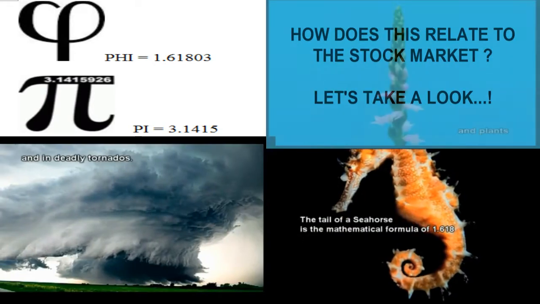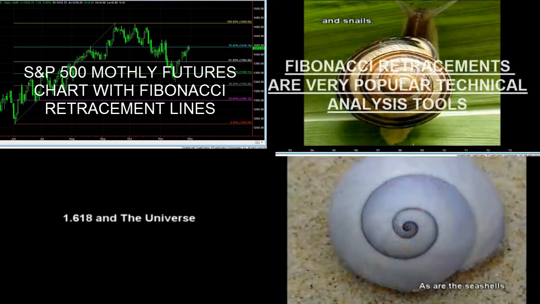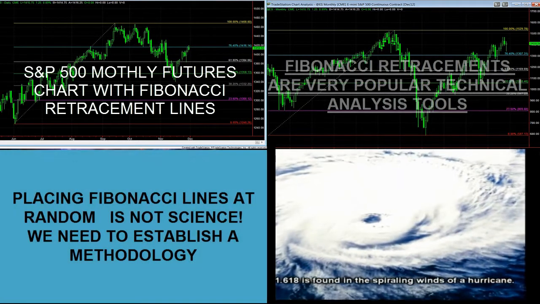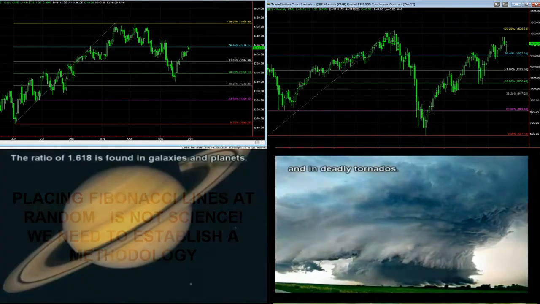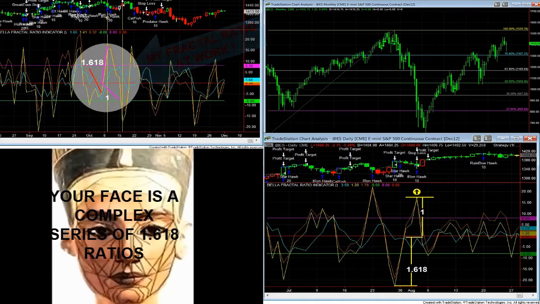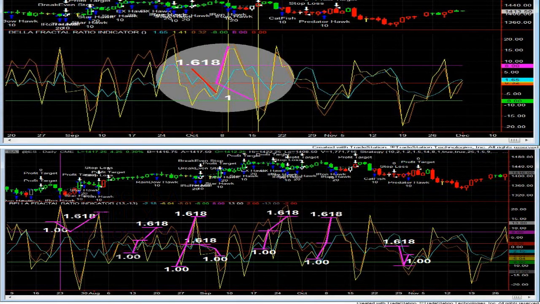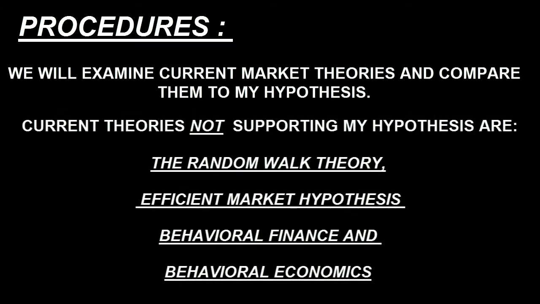Let's take a look. Traders use Fibonacci sequences to project prices higher or lower, but placing Fibonacci lines at random is not a methodology. We have to apply the ratio to a chart using specific criteria. I will be using TradeStation to create my charts. These are examples of charts I will be using to show the ratio in context, but let's take a look at my procedures first.